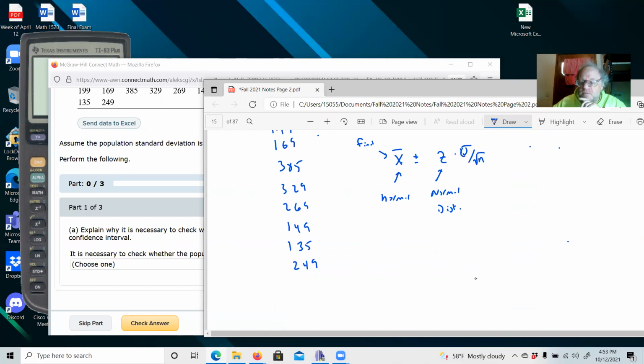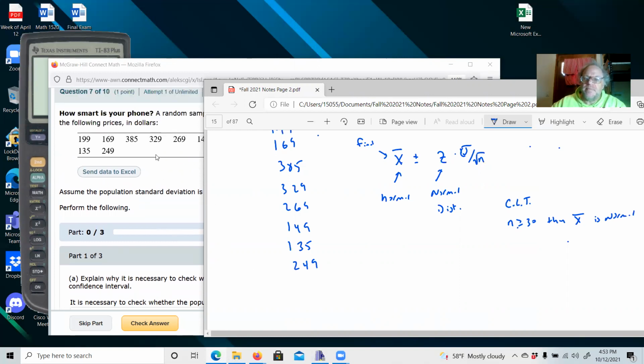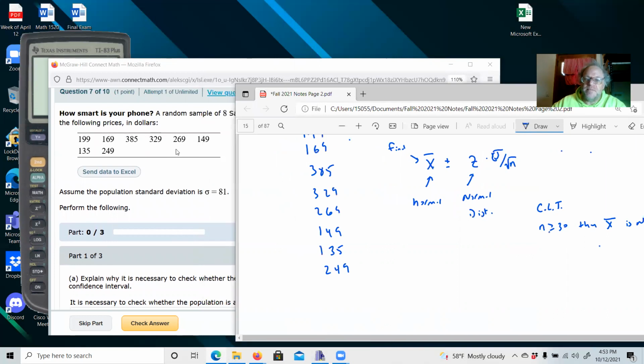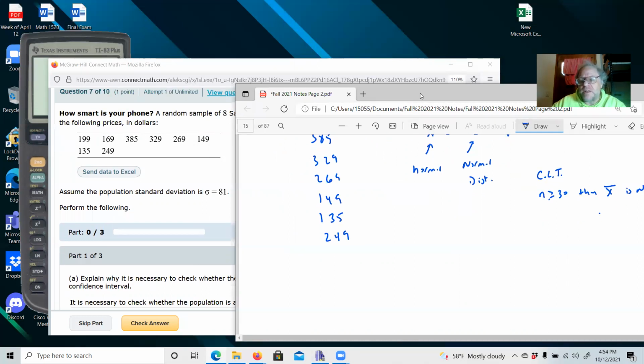Now, do you remember from chapter 7 where we had the central limit theorem? We had to say, well, if n is bigger than 30, then X bar will be normal. Is n bigger than 30 here? No, it sure isn. 1, 2, 3, 4, 5, 6, 7, 8. 8 is not bigger than 30.